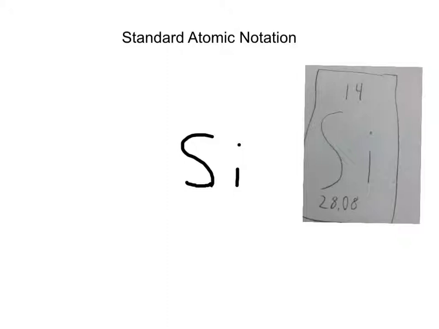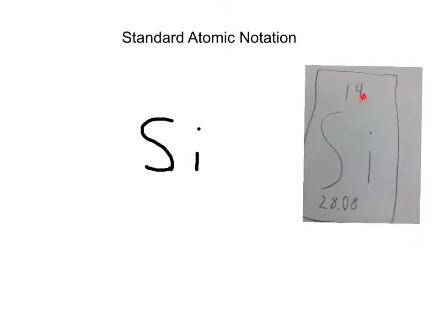So, first off, you're going to need the atomic symbol, which we've already got here, Si, silicon. Now, looking at this rough drawn picture here, we can base our standard atomic notation easily. It's fairly similar to this, only for the most part, we need to put the numbers in slightly different places. So let's start off with the atomic number.